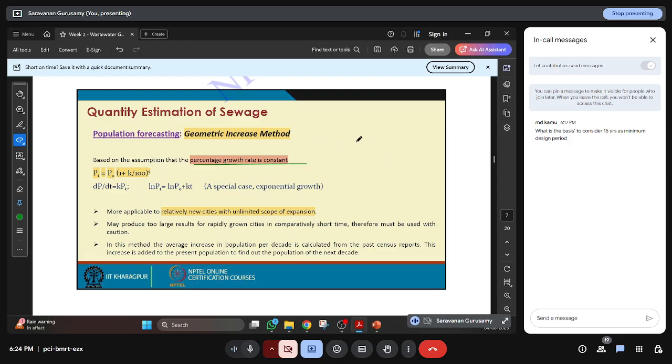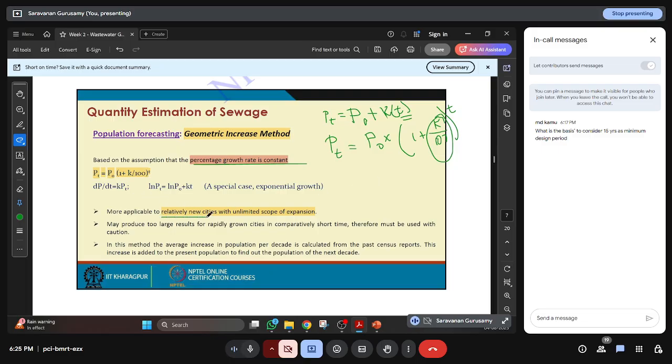Here the simple geometric multiplication you have to use. There the population equals the current population plus the increase into t, right? The time, that is the number of decades. Here the population at any time equals the current population into (1 + k/100) to the power t. So this is the rate we are going to find. So how to find that? Don't think this is very mathematical. This is simple, what we call aptitude-question kind of thing.